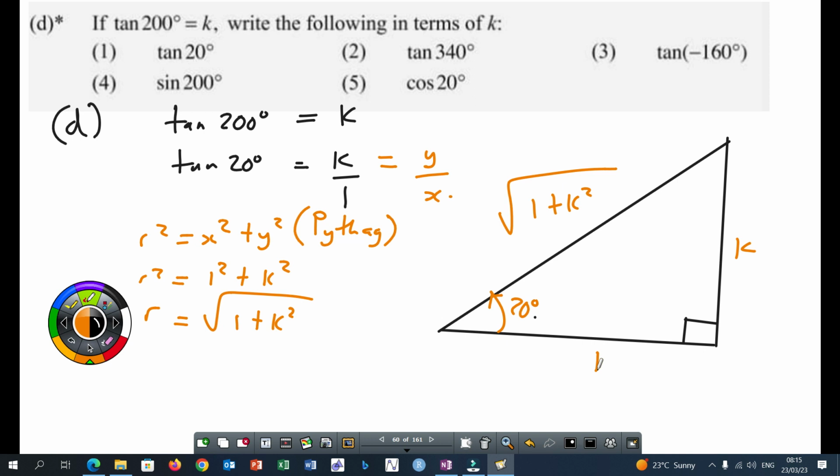When you're answering the question on letters, the angle here must be acute. So I've used the reductions because tan 200 and tan 20 degrees are equivalent. Also, in the third quadrant, both x and y are what? Negative. So if you divide the negative and the negative, you get what? Positive. So here, it doesn't make any difference.